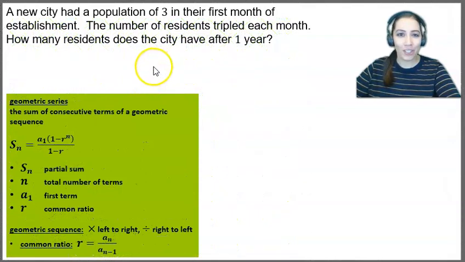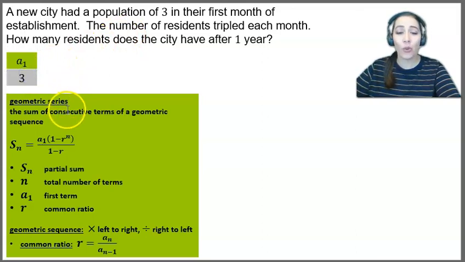Now that we have Chloe's cheat sheet notes, let's go ahead and figure out how many residents that city has after 1 year. So I know that their initial population when they first established their city was 3 people. So that's my a sub 1. And they tell us that it triples. The amount of residents tripled each month. That means we are going to be multiplying it by 3 each month.